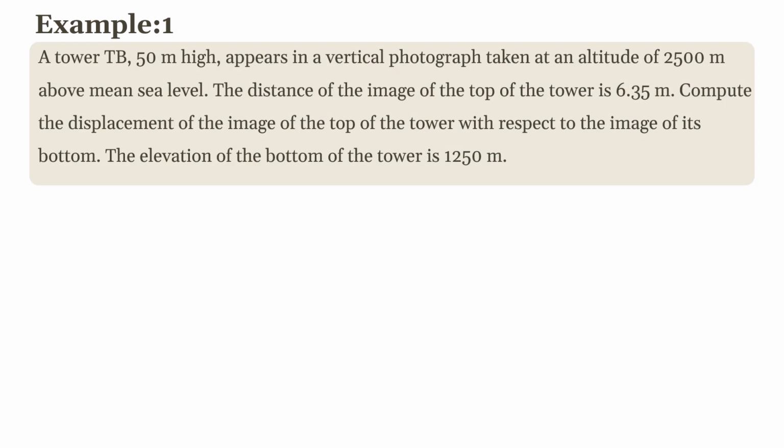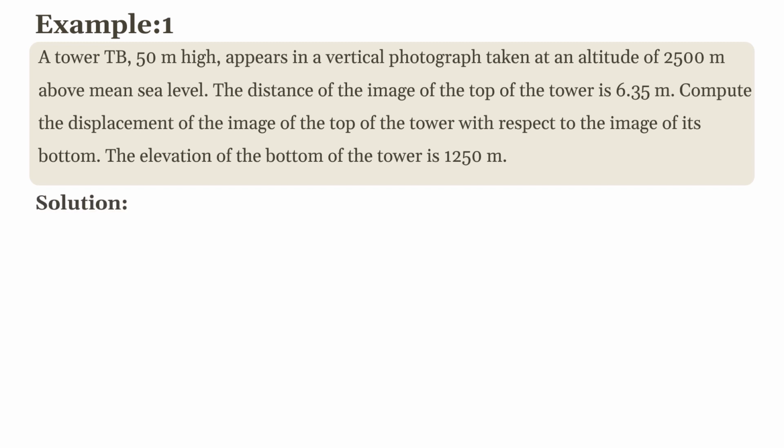Now let us go through an example to make this clear for you. Imagine we have a tower TB that is 50 meters high. This tower appears in a vertical photograph taken from an altitude of 2500 meters above mean sea level. The image of the top of the tower is 6.35 meters from the principal point on the photograph. The elevation of the bottom of the tower is 1250 meters and we need to calculate the relief displacement. So the problem statement is displayed there for you on the screen.